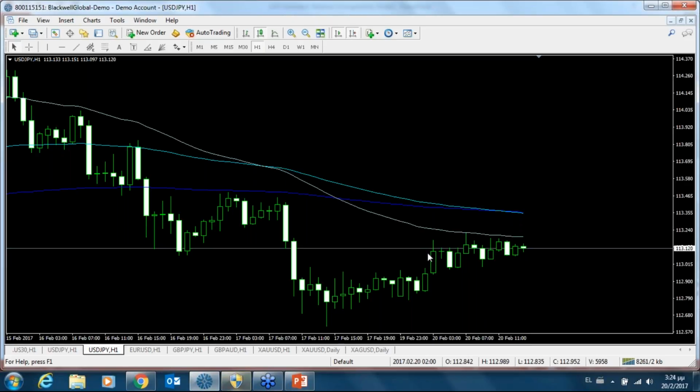Why? Because even though it's under the 3 lines, the 3 lines themselves are moving sideways and are entangled and touching one another like this. It's not a good sign. So you see, we've got 5 minutes right up to the 1 hour chart. It's not clear. It's not a good timing for trading the dollar versus yen.